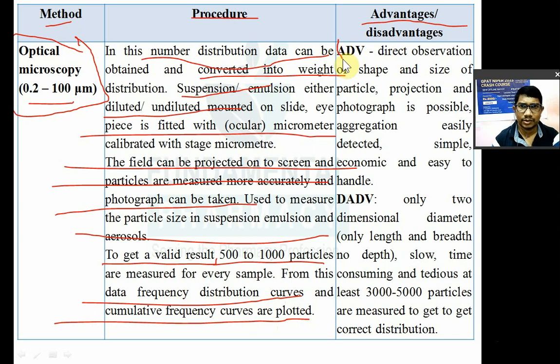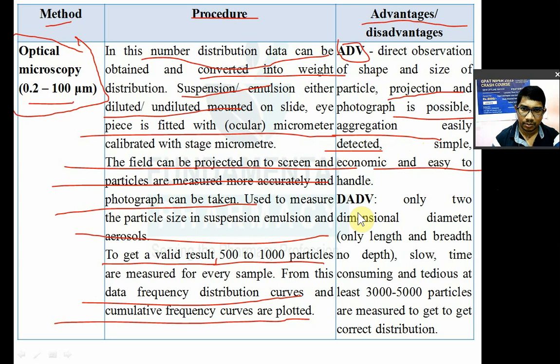What are the advantages of this optical microscopy? Advantages क्या है इसके? So direct observation of size and shape of powder is possible. Now you can also project and take a photograph of that powder. Okay. Now if aggregation of powder is there, if any, it is easily detected. अगर particles में agglomeration aggregation होगा तो वो भी दिखता है आपको. It is a very simple method, economic and easy to handle, right?